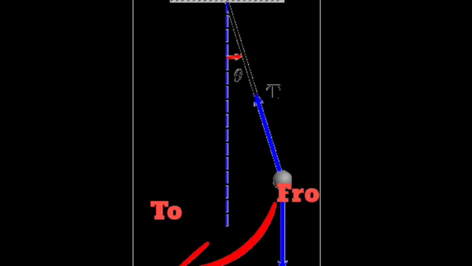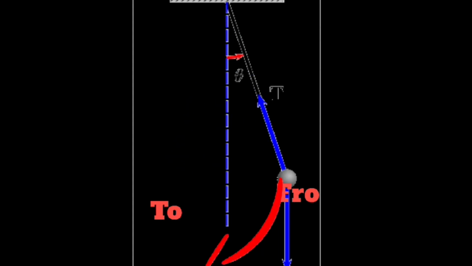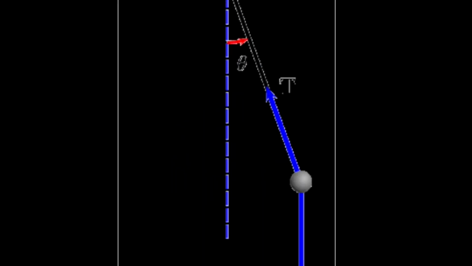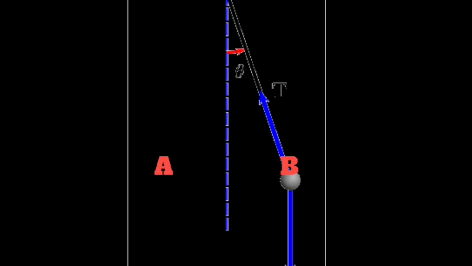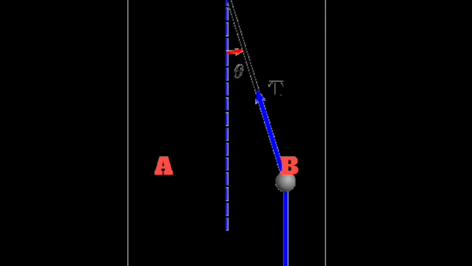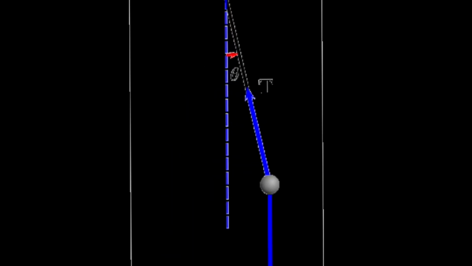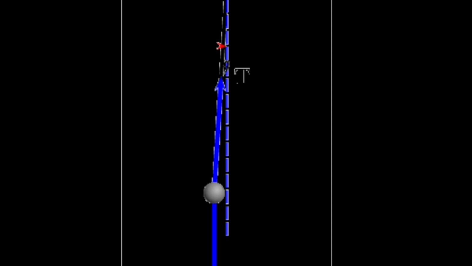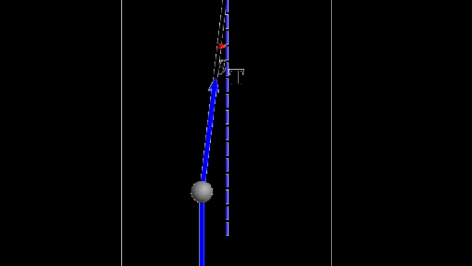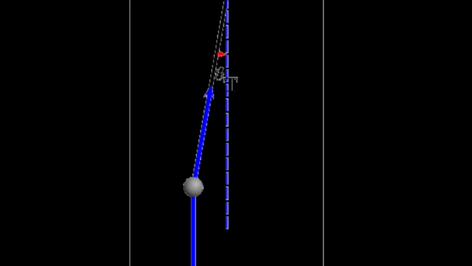During motion there are two positions where the bob stops and changes direction. These positions are called the extreme positions of the pendulum. Let them be denoted A and B. There is a middle position between the extreme positions. It is called the mean position of the pendulum, and it is where the bob is at rest.